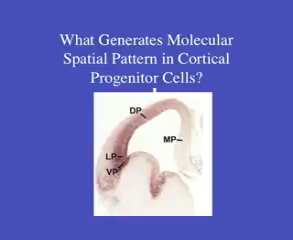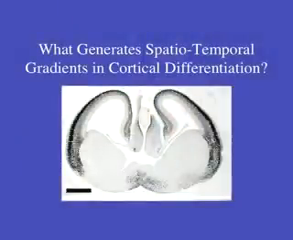What I'm going to tell you a little about today is what generates molecular spatial pattern in the developing cortex. In this case, these are the progenitor cells and stem cells of the cerebral cortex. So what generates spatial pattern within the progenitors of the neocortex? Another question I'll address is what generates the pattern of generation of neurons over space and time?